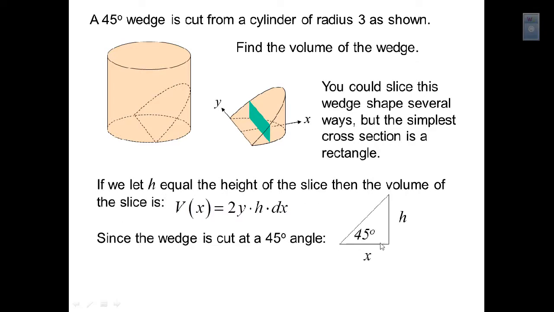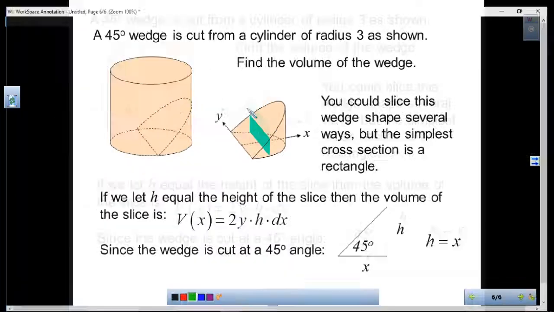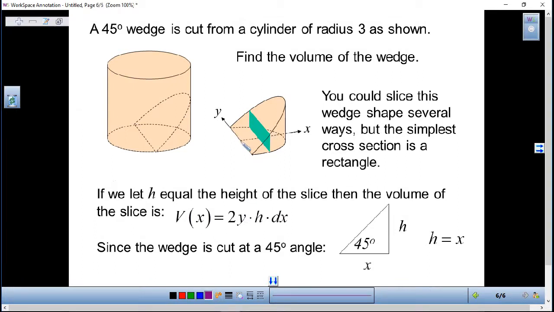All right, now since the wedge is cut at a 45-degree angle, we know that this side and this side must be equal. So if this is x, this is h, and this is at a 45-degree angle, that means that these two have to be equal. So h and x are interchangeable. So that automatically allows us to put an x right here. So we're one step closer to having this volume described in terms of x.